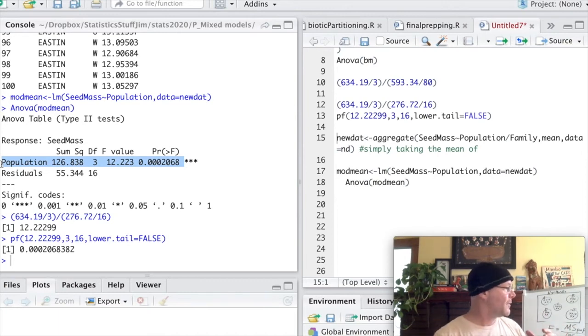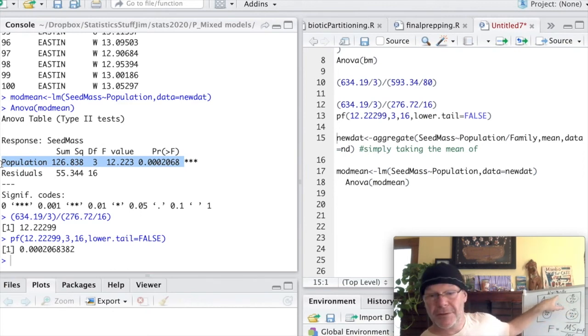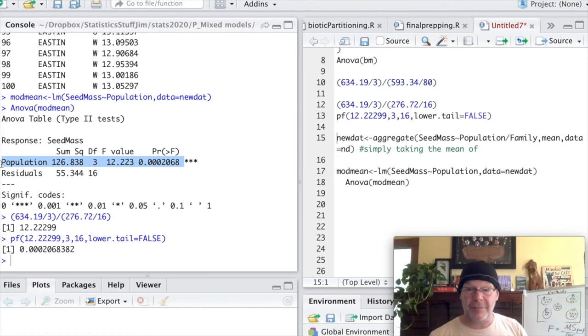It would often not be worth your while if you were to do this sampling design and say, we're going to take 5 families, but let's take 100 seeds from 5 families. Because at the end of the day, you still only have 5 experimental replicates.